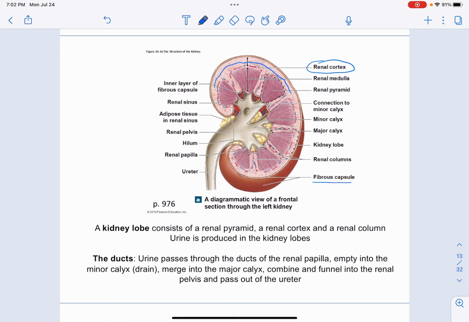The cortex is that outer layer. The middle layer is called the renal medulla. That's anything around this area. That would be considered the renal medulla. All right, then you have, and let me erase my medulla and cortex for now.